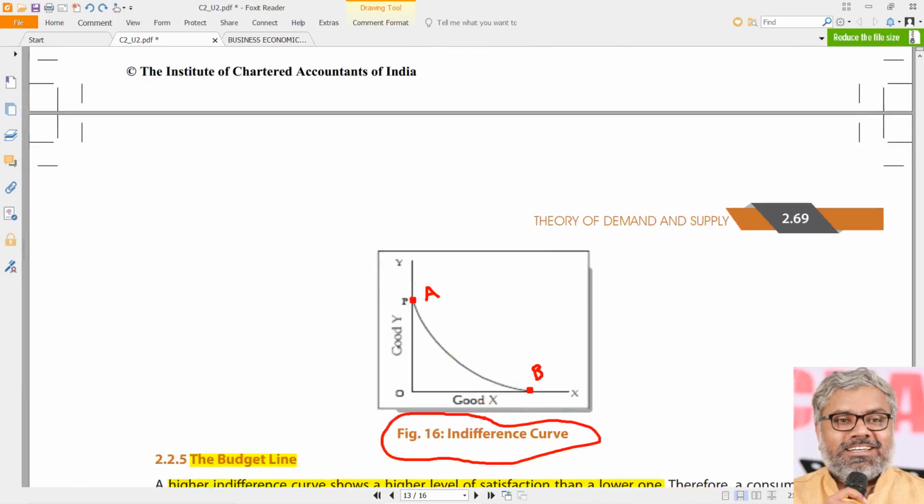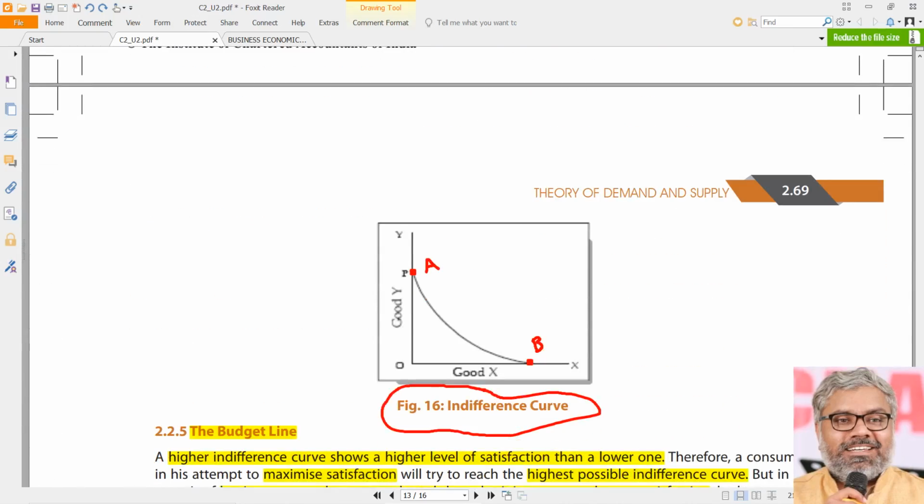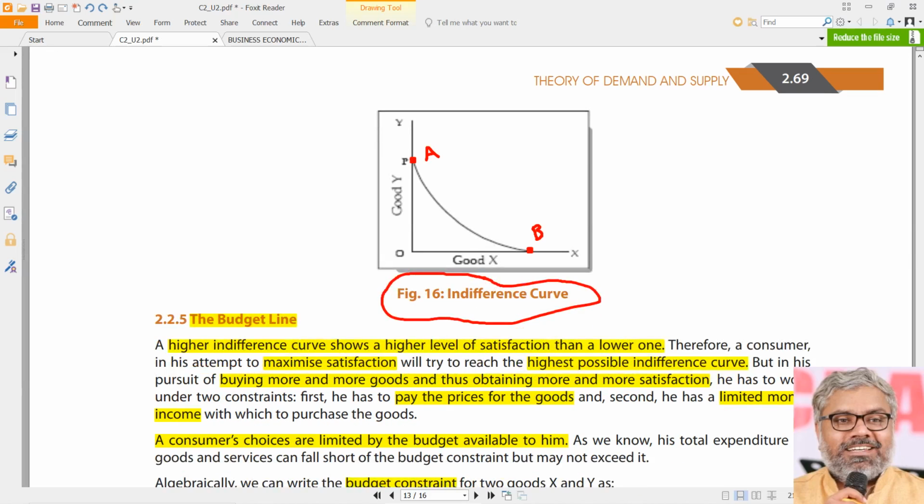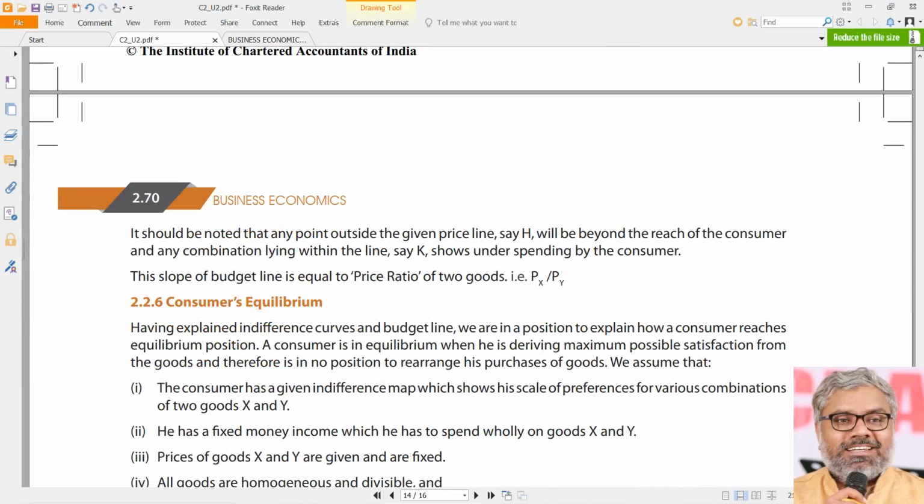The indifference curve was different. That was not talking about money at all. It was only about quantities, where any point on the indifference curve gives the same satisfaction to the consumer. That is about satisfaction. This is about money. Both are not the same, both are different. But now we have to mix them.